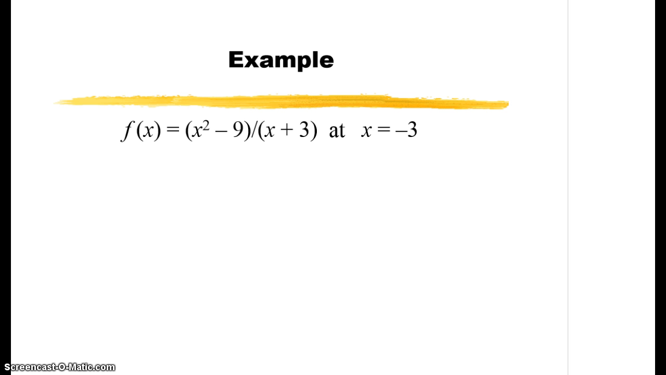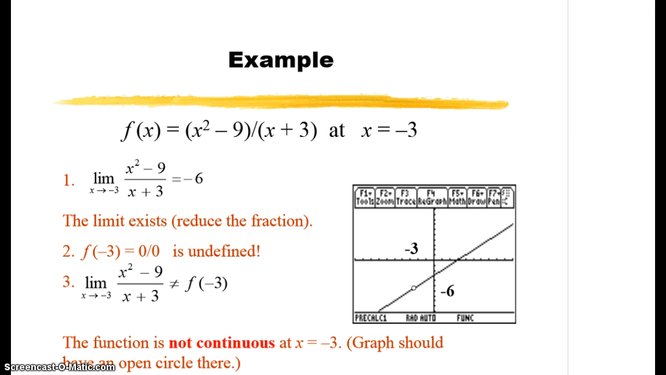Okay, how about this example? Is f of x equal to x squared minus 9 over x plus 3 continuous at x equals negative 3? Once again, we have to go through our three conditions. Notice the limit at x equals negative 3 exists. How do we do this? We use some algebraic manipulation. I'll do it for you here.